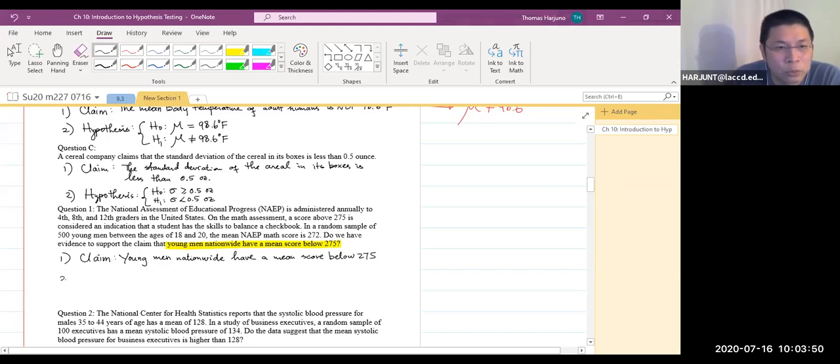Okay, and then step 2, hypothesis. Null hypothesis, alternate hypothesis. The mean is below 275, which has no equal sign, so it goes to the alternate hypothesis. The complementary statement will be the mean is at least 275.